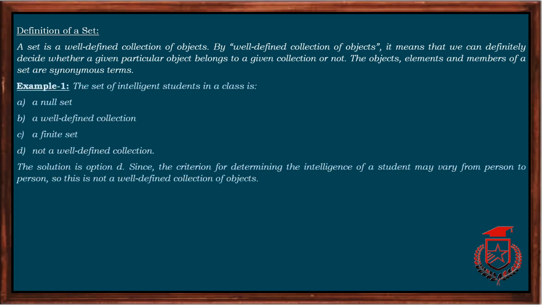For example, the set of intelligent students in a class is: option A, a null set; option B, a well-defined collection; option C, a finite set; option D, not a well-defined collection. The solution is option D, since the criterion for determining the intelligence of a student may vary from person to person, so this is not a well-defined collection of objects.